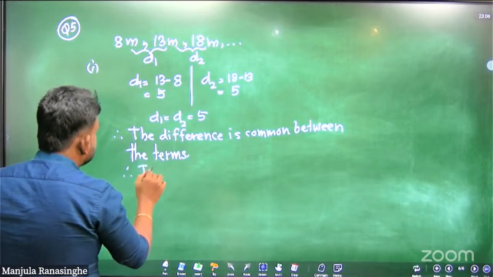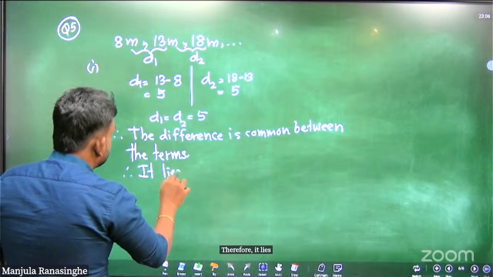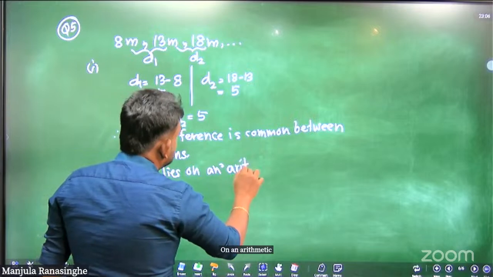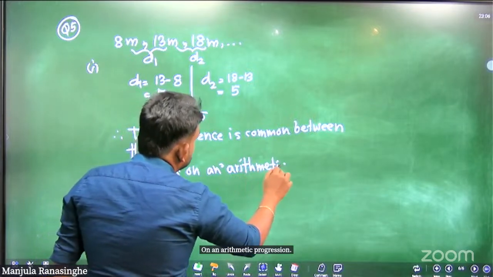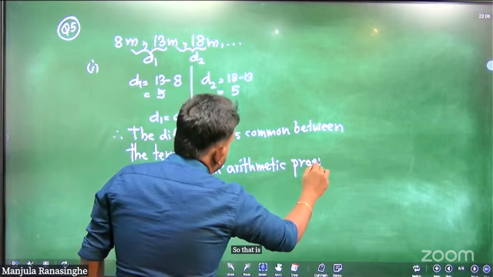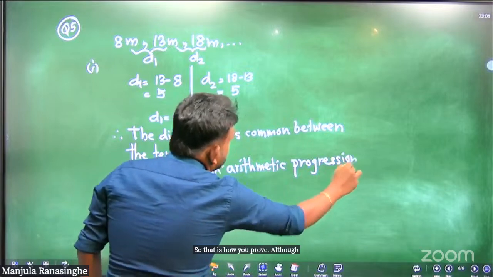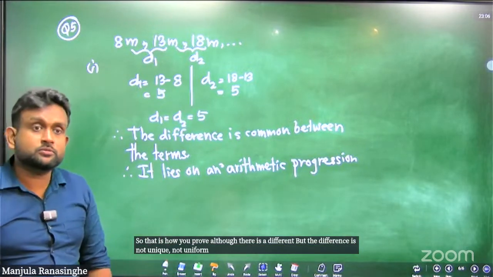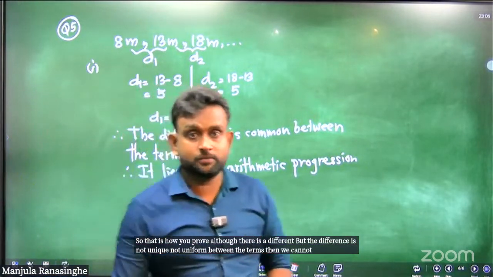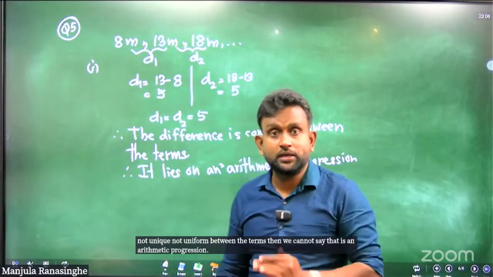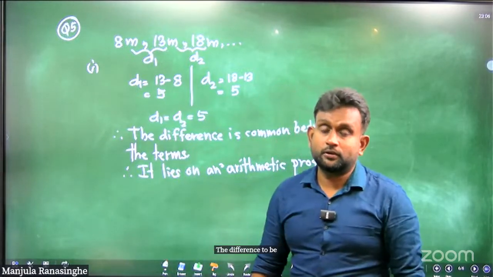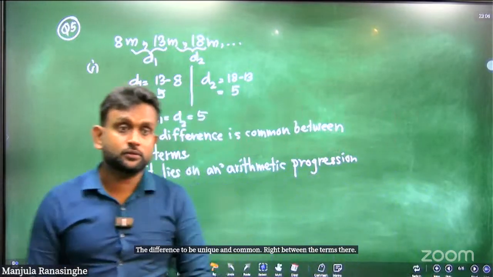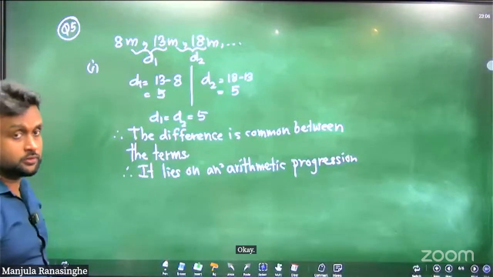Therefore, it lies on an arithmetic progression. So that is how you prove it. Although there is a difference, if the difference is not uniform between the terms, then we cannot say that it is an arithmetic progression. The difference has to be unique and common between the terms. Okay? Right. Correct them.